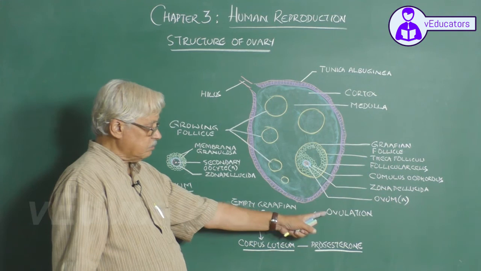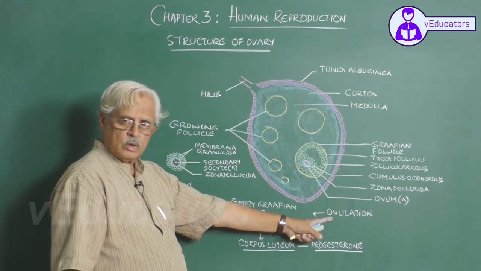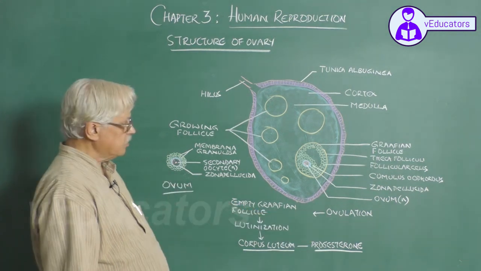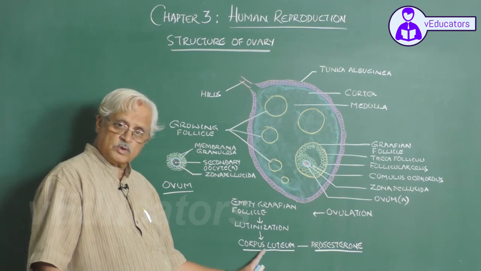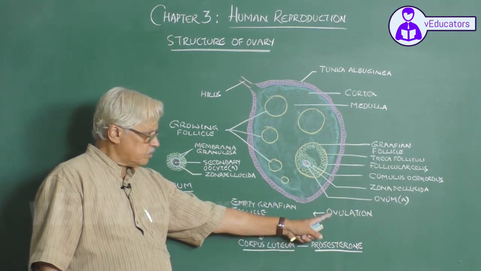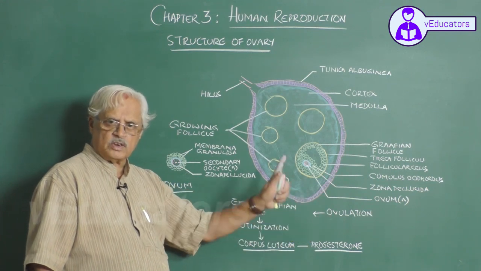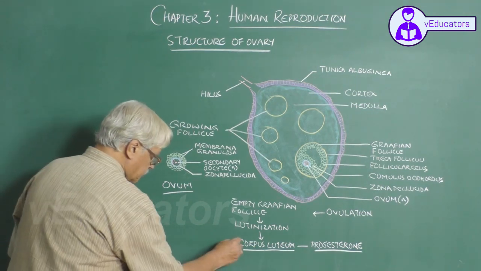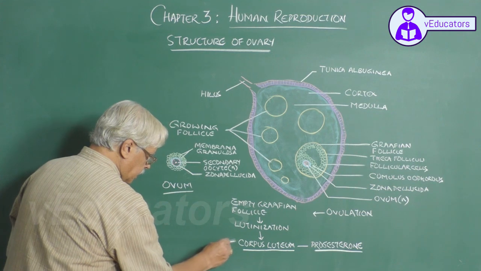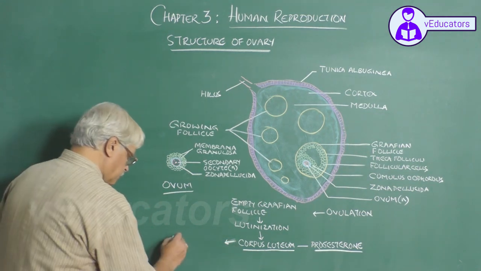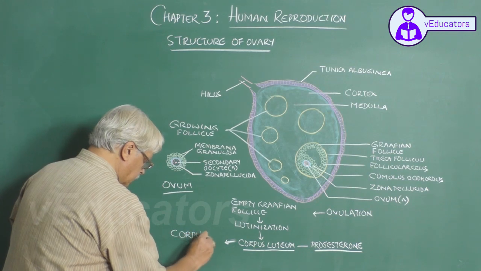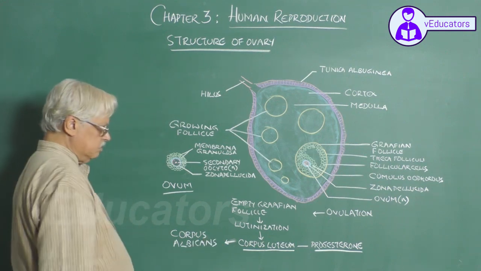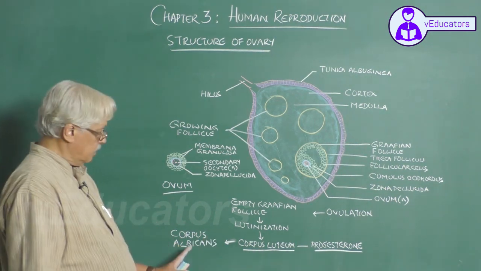If the ovum which has been released undergoes fertilization, becomes implanted in the uterus, then corpus luteum continues to function. If after ovulation fertilization fails, then corpus luteum degenerates, and this degenerating corpus luteum appears in the form of a white scar which is known as corpus albicans.